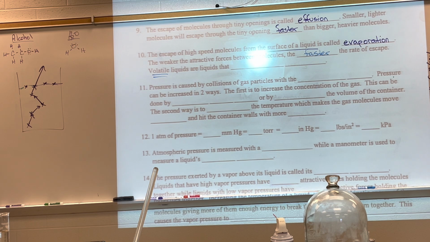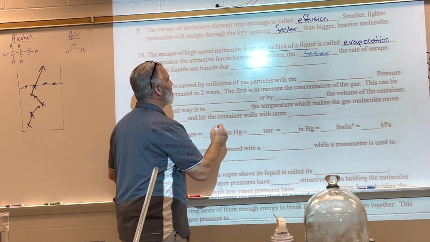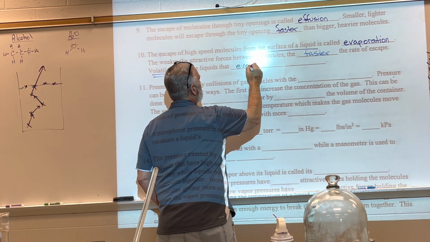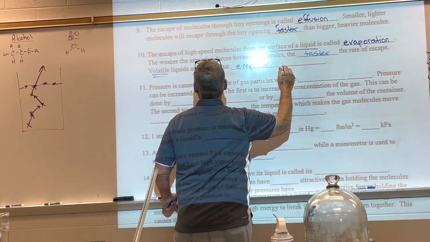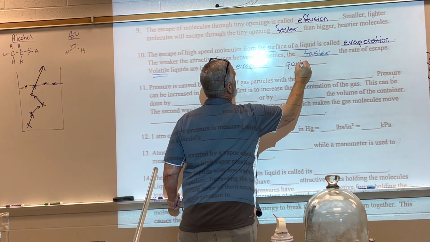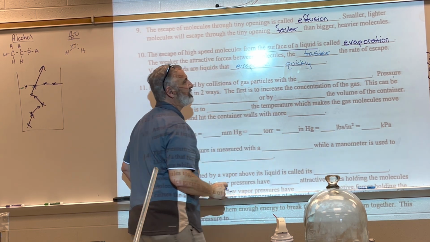Does anyone know what that means? If you have a volatile temper. Say that again? Changes fast. Changes fast, okay? If somebody's got a volatile temper, they get quick to get mad. It goes off easily. So what does that mean about a volatile liquid? Say that again. It evaporates quickly. Very good. Okay? It evaporates quickly. Volatile liquids are liquids that evaporate quickly. A lot of people think volatile means explosive, but it just means it goes off quickly.